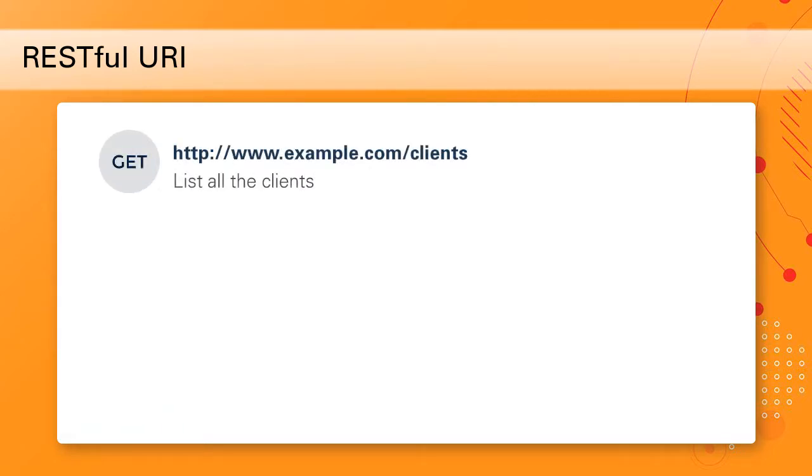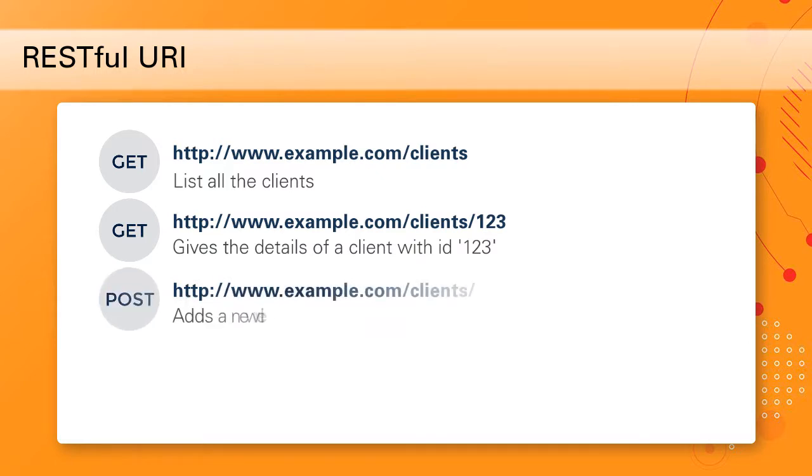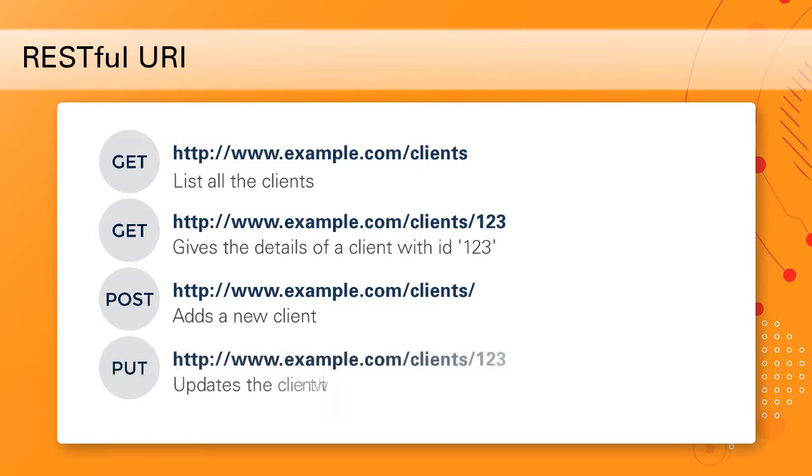A GET over /clients will return a list of clients. A GET on /clients/123 returns the detail of the client with the ID 123. A POST on /clients adds a new client. Additionally, this call might return the information of the newly created client. A PUT on /clients/123 modifies the client with the ID 123. And a DELETE on /clients/123 deletes the client with the ID 123.